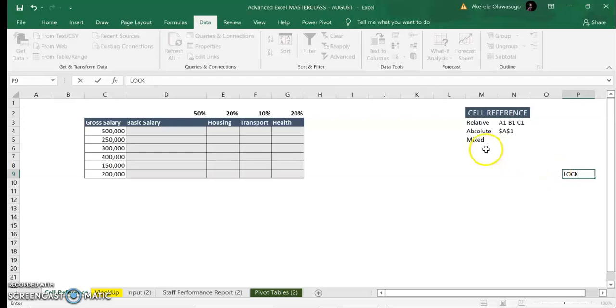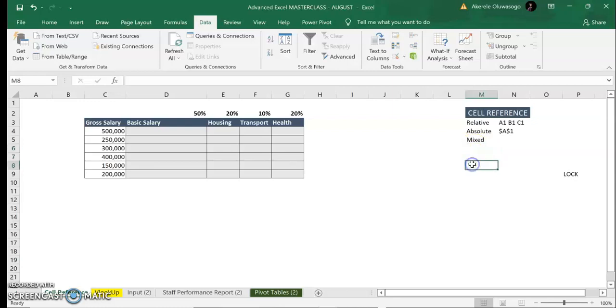Let's look at the mixed cell reference. Mixed cell reference is the combination of both the relative and the absolute cell reference. Under the mixed cell reference, we have two types. We have the row reference, and we also have the column reference.